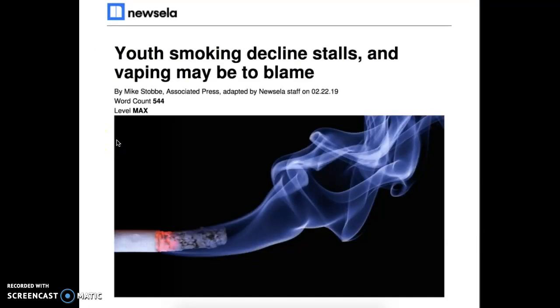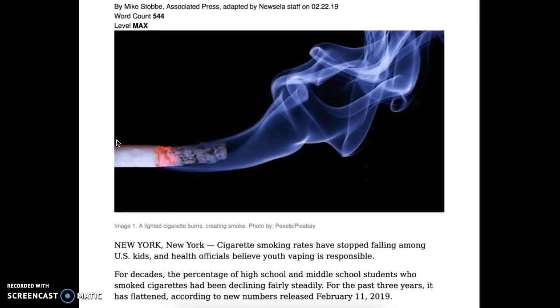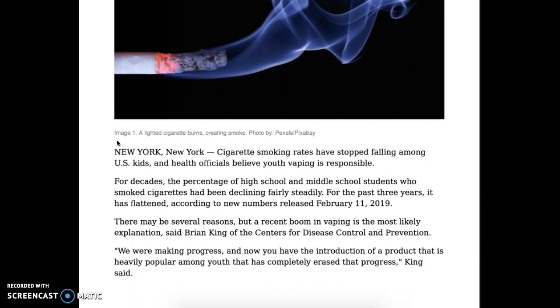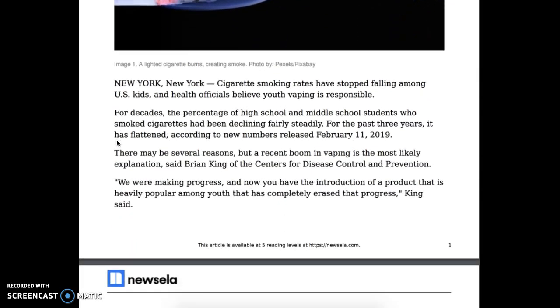Today's article is titled, "Youth Smoking Declines Stalls and Vaping May Be to Blame." It was written on February 22nd. I will stop and identify vocab words as I see them in the article.